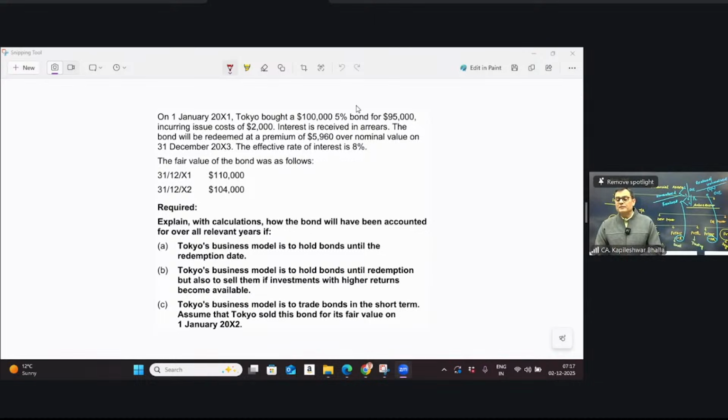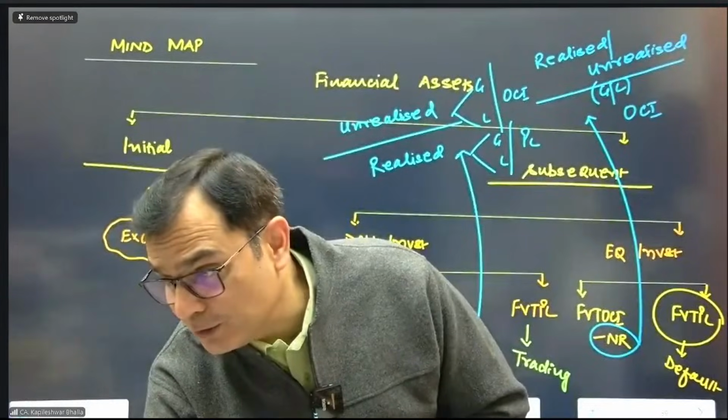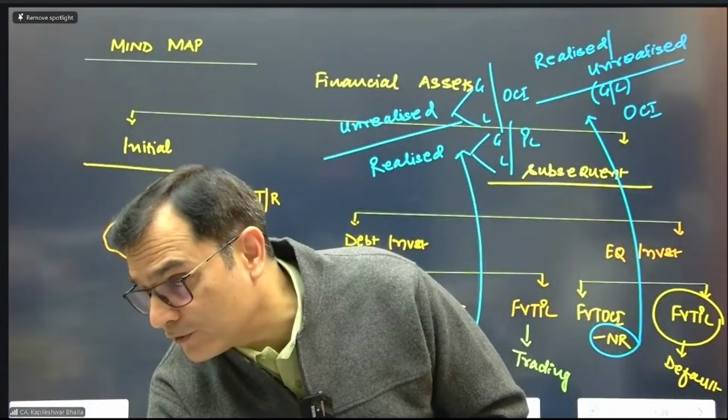And then it says Tokyo business model is to trade them in a short run. When you say you're going to trade them in the short run, undoubtedly means trading, it means FVTPL. And then it says, assume that Tokyo sold this bond for the fair value on 1st January X2. Okay. Now watch this carefully. As we do all these cases out here, you will get a complete clarity of thought.